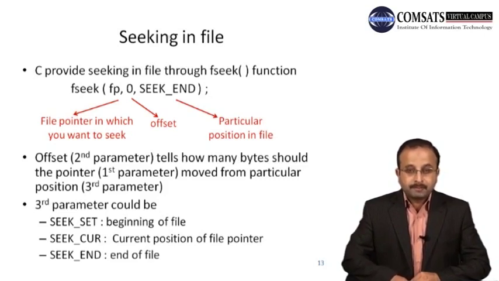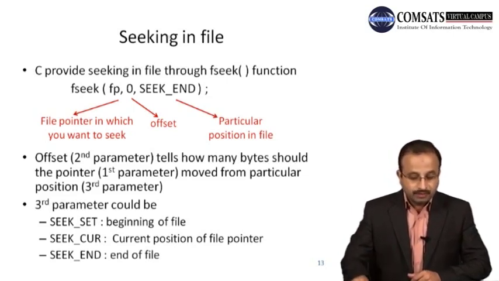Then you have an offset. अगर offset positive में है तो it will move the file pointer further, इतने bytes आगे move करना है. So offset tells how many bytes should the pointer, that is the first parameter, move from a particular position, that is the third parameter.